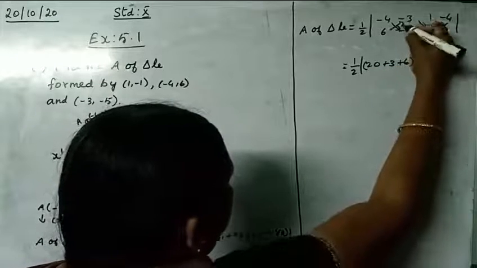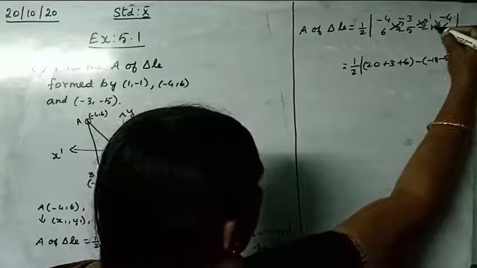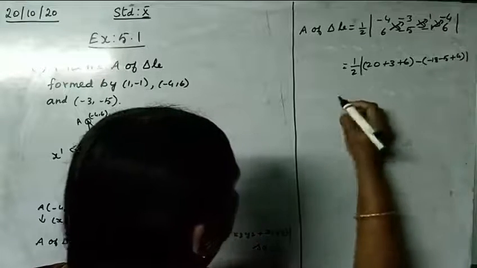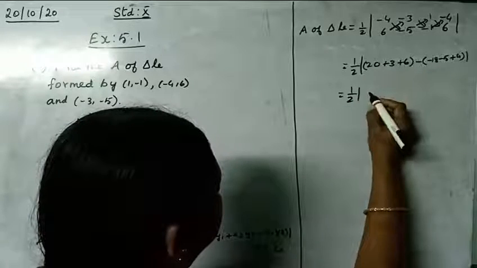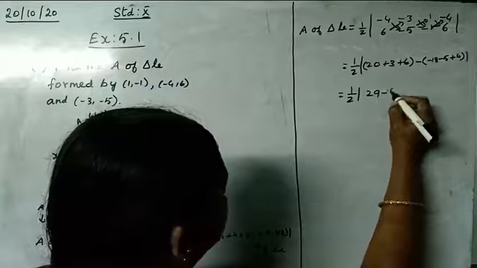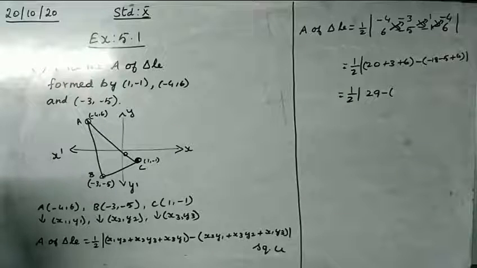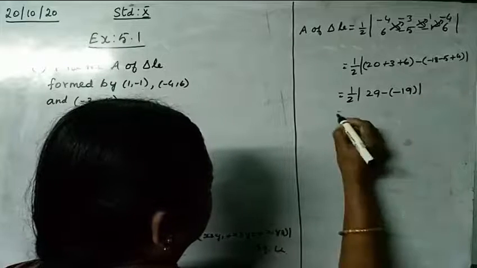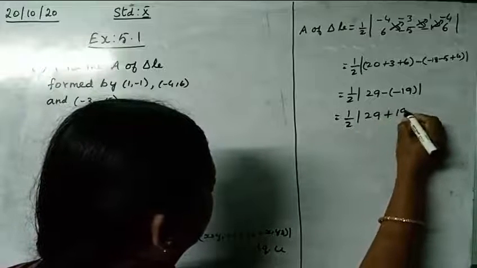Minus, then 6 times -3 is -18, -5 times 1 is -5, and -1 times -4 is plus 4. Minus 1 into minus 4 is plus 4. This is equal to 1 by 2 of 20 plus 3 plus 6 is 29, minus (-18 - 5 is -23, -23 + 4 is -19). So 1 by 2 modulus of 29 plus 19.